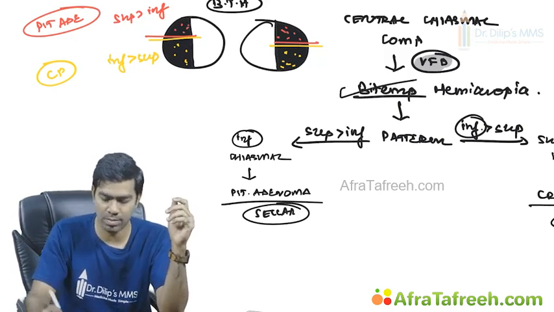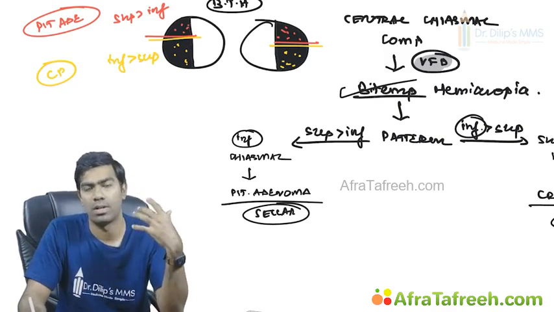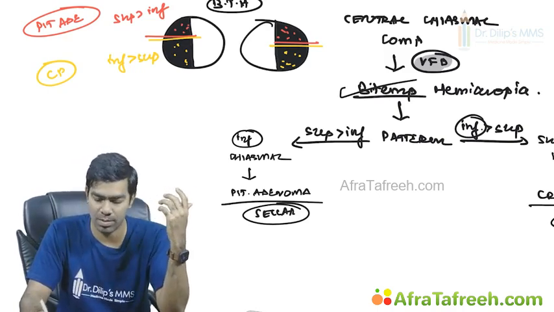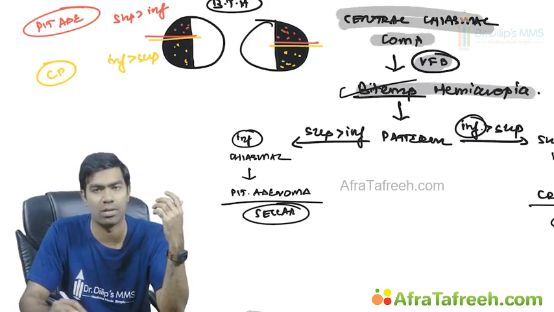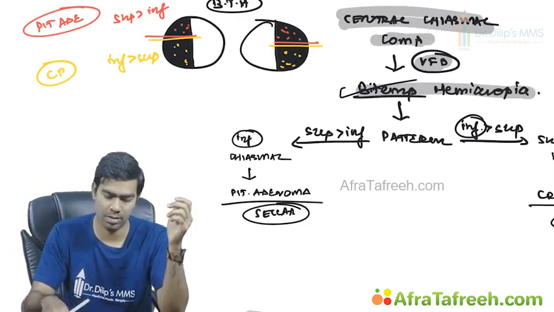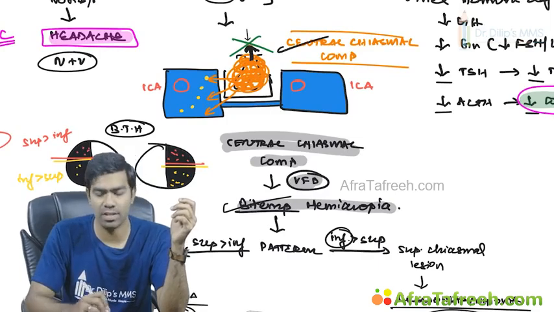So both will cause bitemporal hemianopia only, but which is affected more will tell you what is the lesion and where is the lesion. Because bitemporal hemianopia itself means it's a central chiasmal lesion. That's all. It's a central chiasmal compression. Fine. I told you about the visual field defects. Definitely they will result in visual field defects.